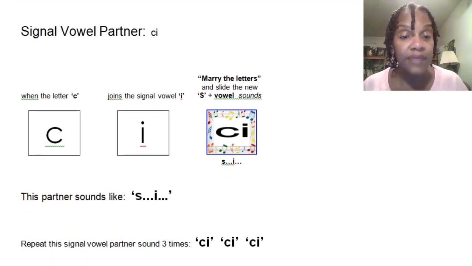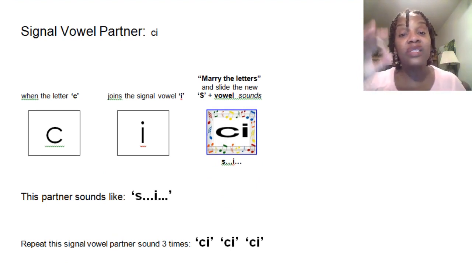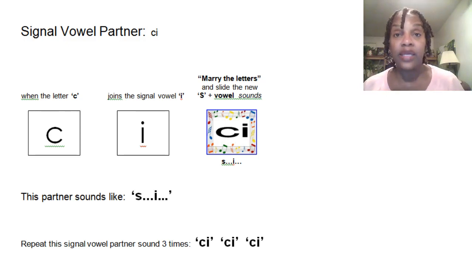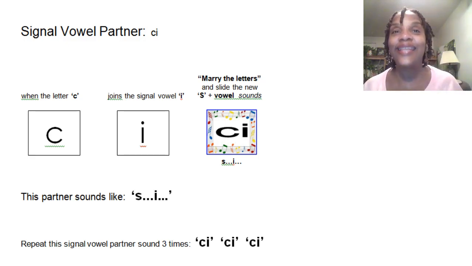When the letter C joins the signal vowel I, we marry the letters and slide the new S plus vowel sound together, right? So the new sound is si, all right? Okay? So this partner sound, again, sounds like si. So I want you to repeat the signal vowel partner sound 3 times. I'll say it first, and then you say it. Go. Sit, sit, sit.